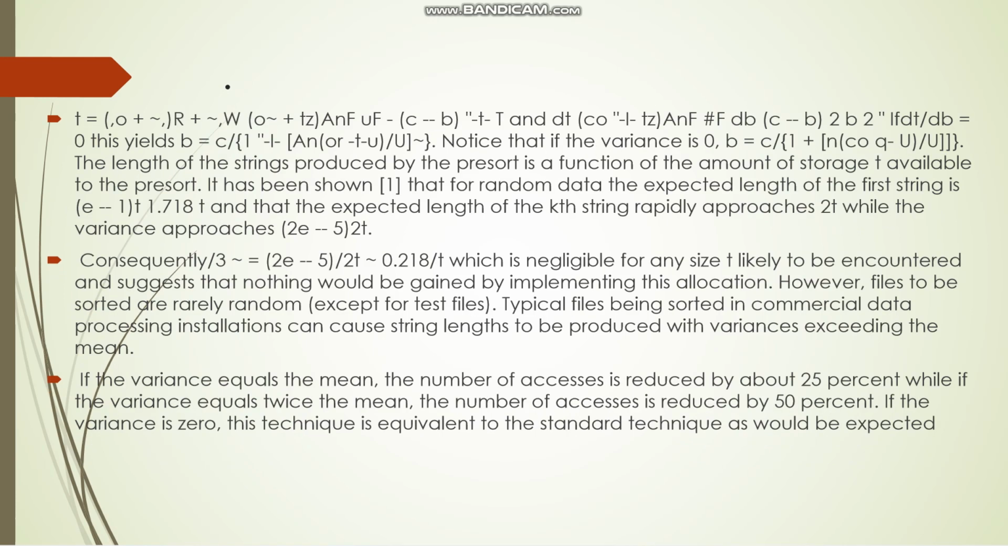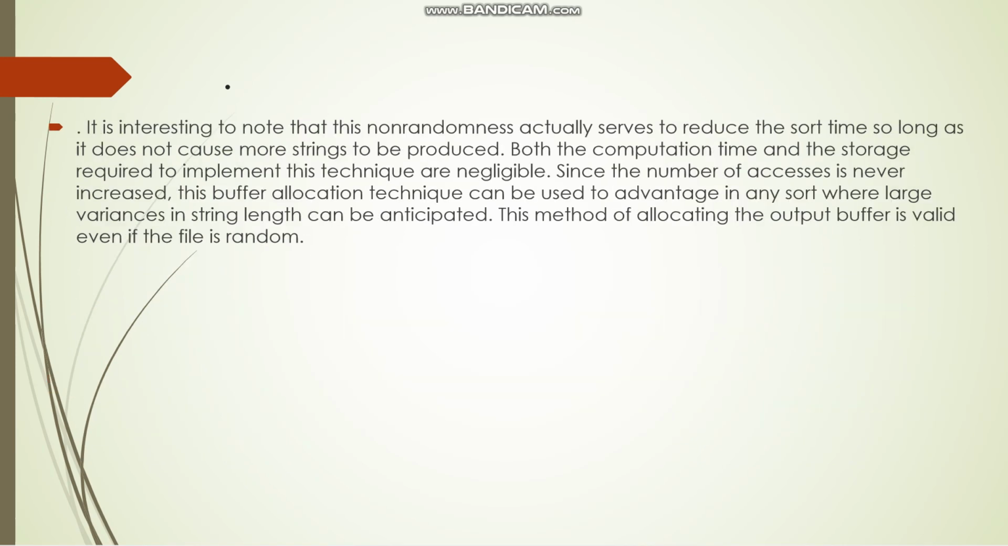If the variance equals the mean, the number of accesses is reduced by 25%, while if the variance equals twice the mean, the number of accesses is reduced by 50%. If the variance is 0, this technique is equivalent to the standard technique, as would be expected. It is interesting to note that this non-randomness actually serves to reduce the sort timing as long as it does not cause more strings to be produced.